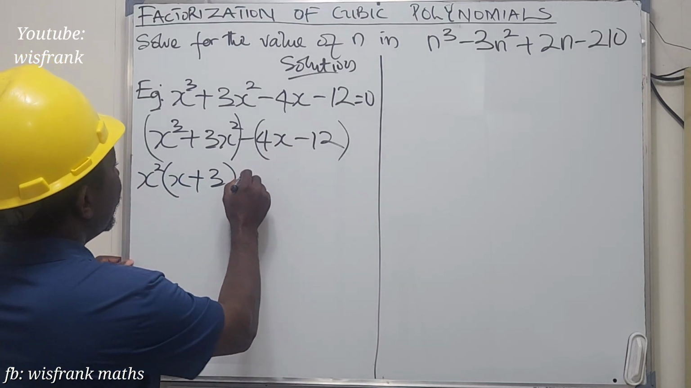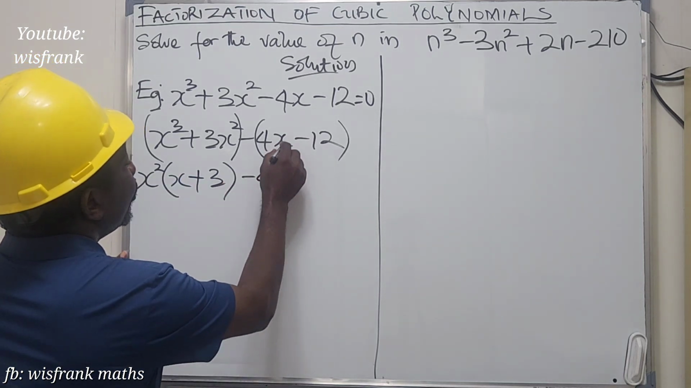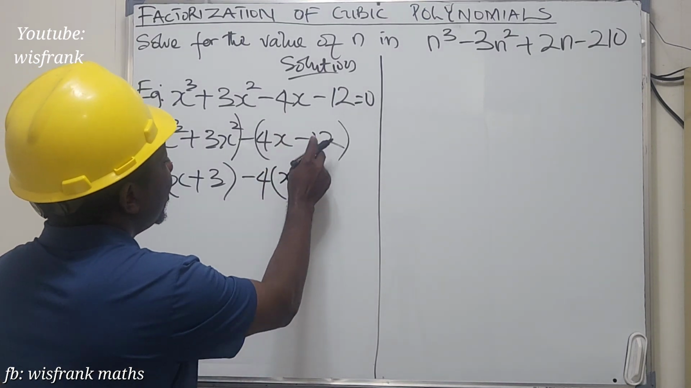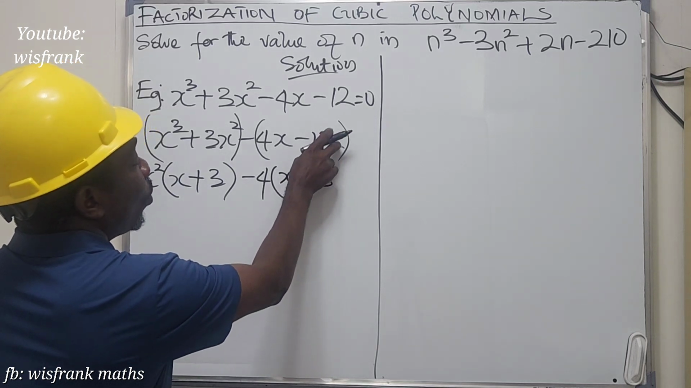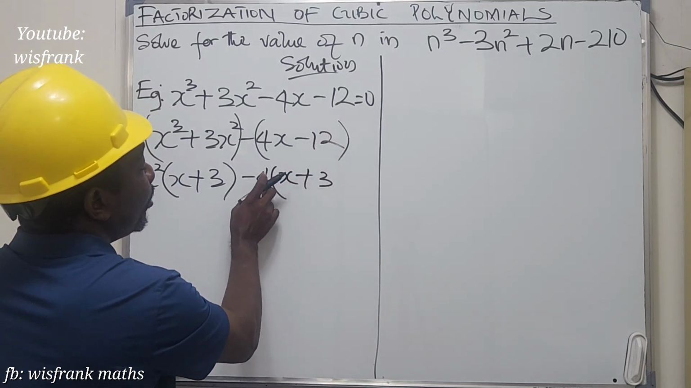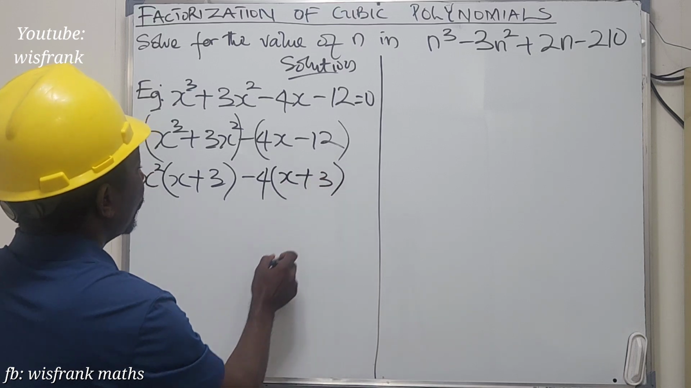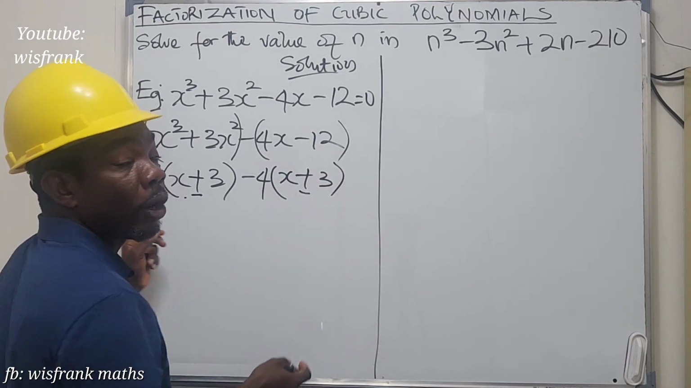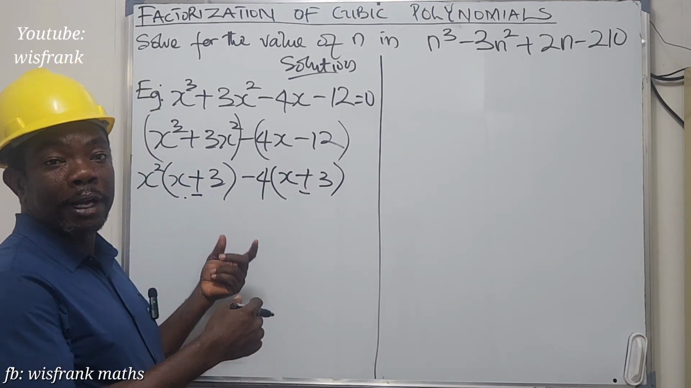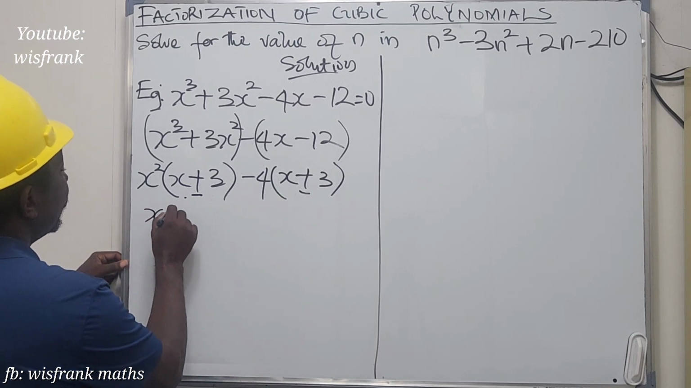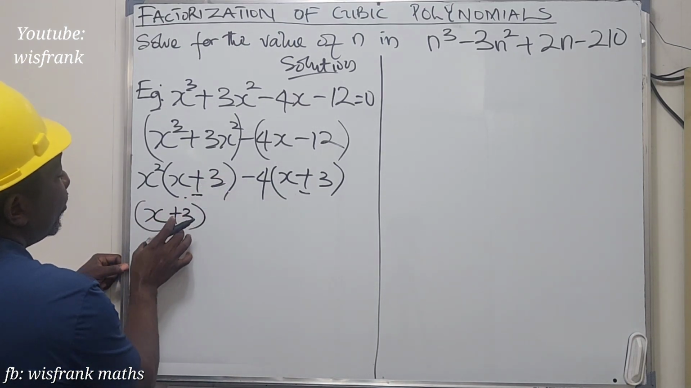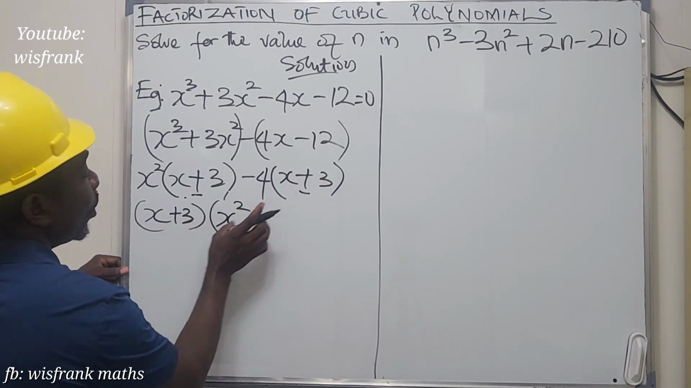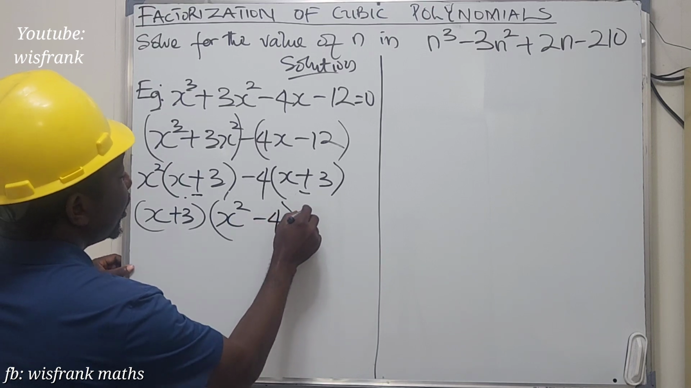So we are going to have minus 4 into, when we divide minus 4x by minus 4, it gives us x. This will give us plus 3, because minus 12 divided by minus 4 gives us 3. So this is what we have. In these parentheses, they are common, so we pick one of them, or we use the parenthesis to factor it out. So we have x plus 3. This divided by this gives us x to the power of 2, and this divided by this gives us minus 4. So this is what we have.